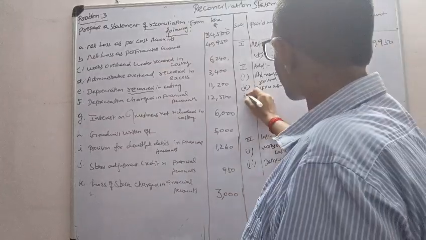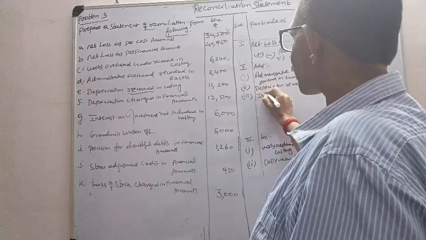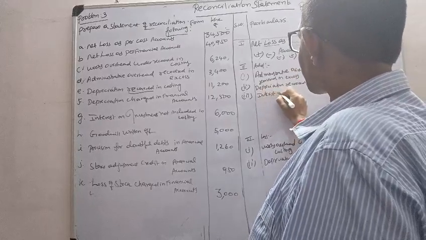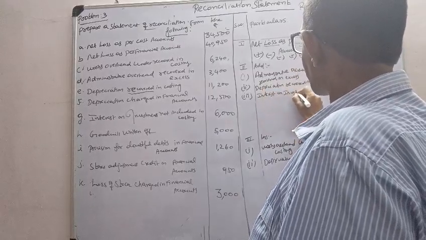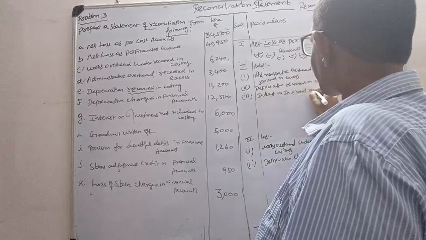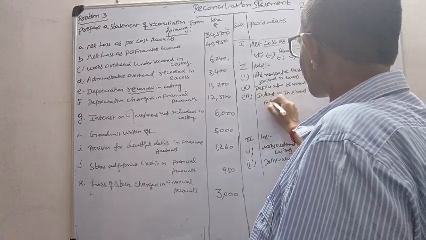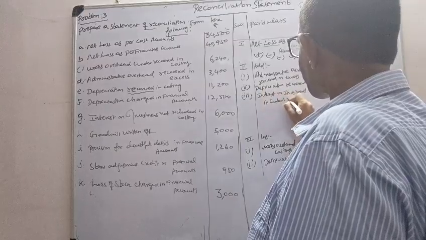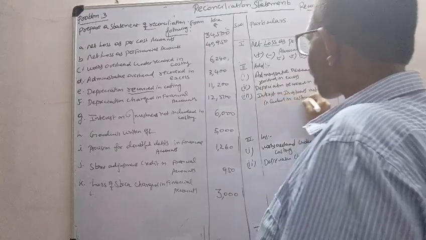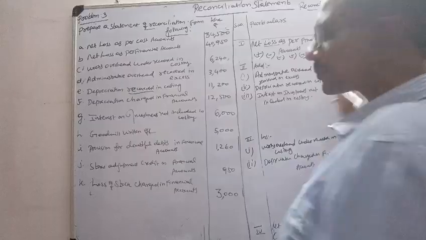Add interest on investments not included in costing, 6,000.